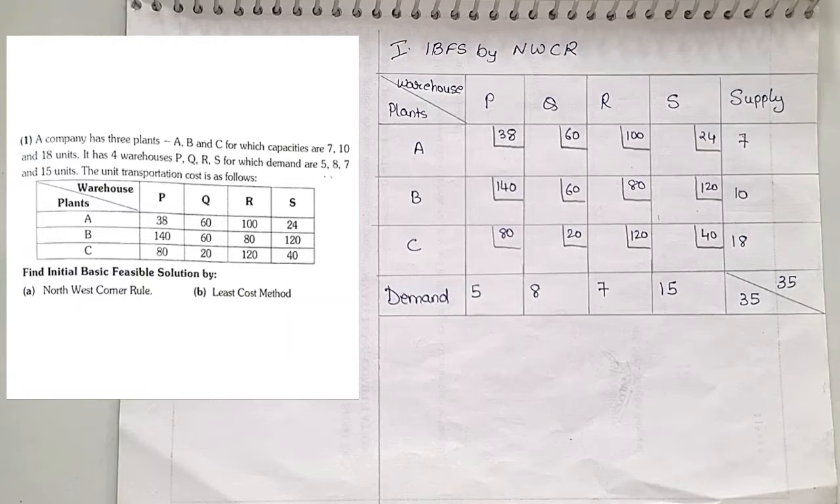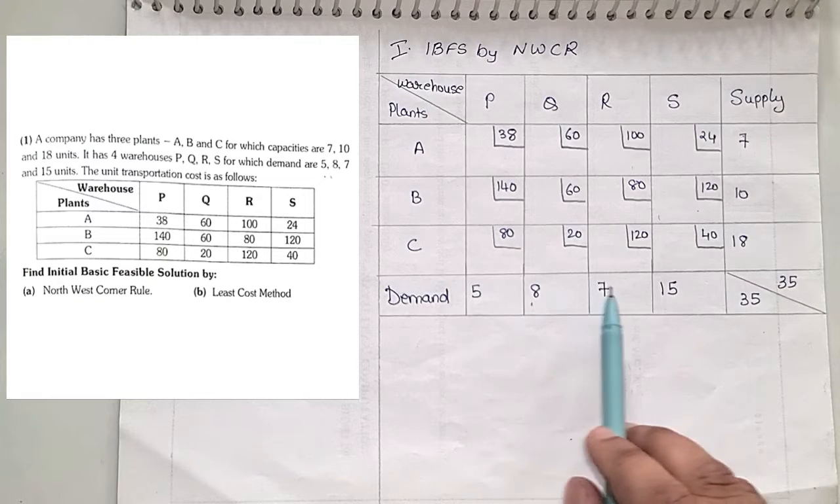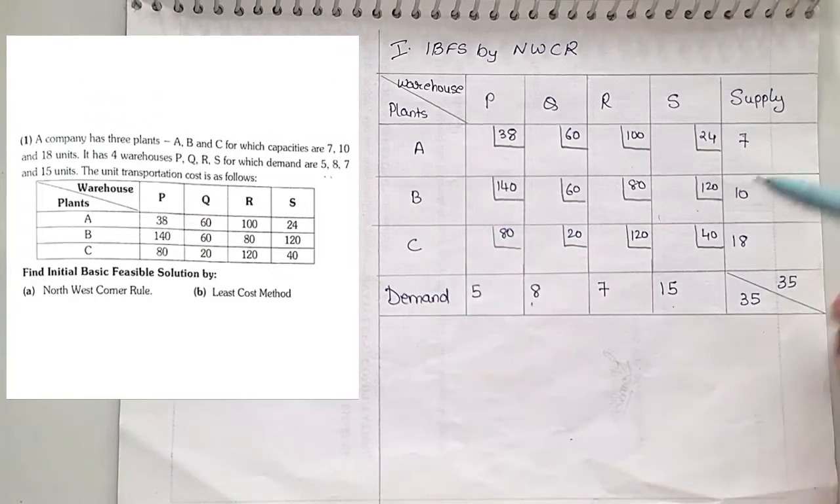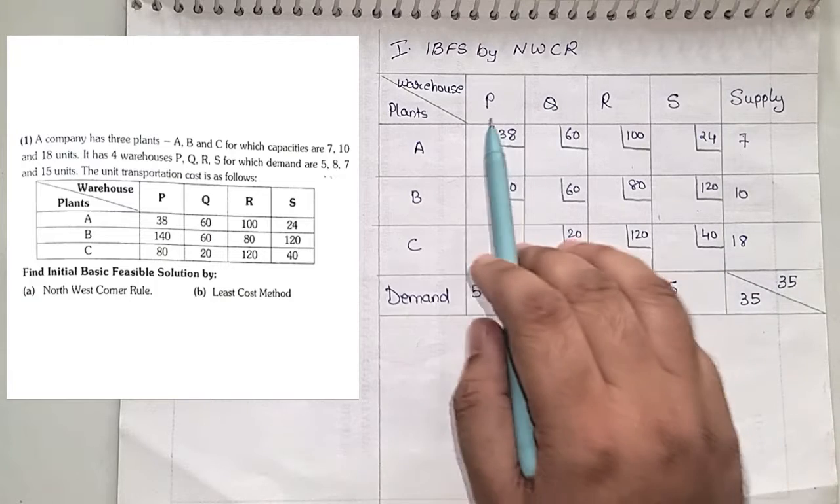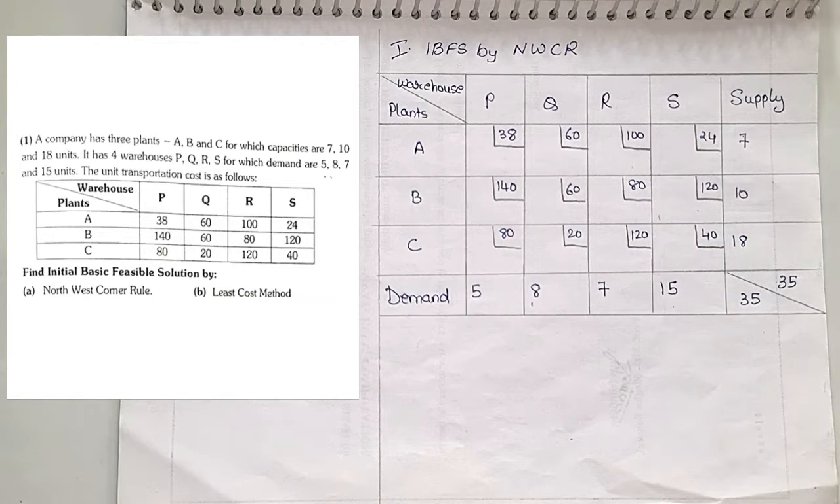The first thing is we'll just go through the question and then we'll see how to start with the very first method. The question reads: a company has 3 plants A, B, C and 4 warehouses P, Q, R, S. The plants A, B, C have maximum capacities of 7, 10 and 18, and the 4 warehouses P, Q, R, S have demands of 5, 8, 7 and 15. So the supply amounts for A, B, C are 7, 10 and 18, which comes to 35, same as the total demand. All the costs have been noted down in the cells.